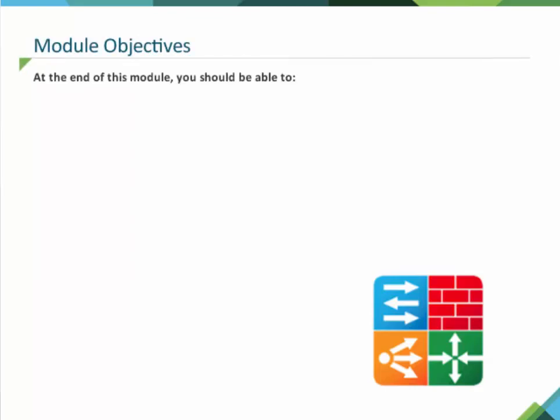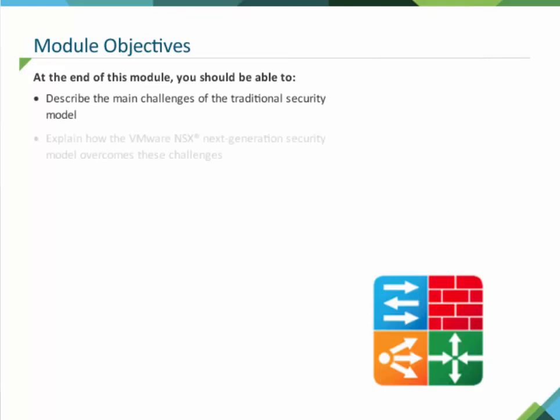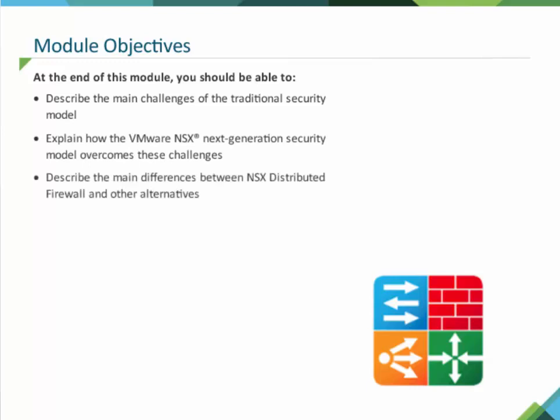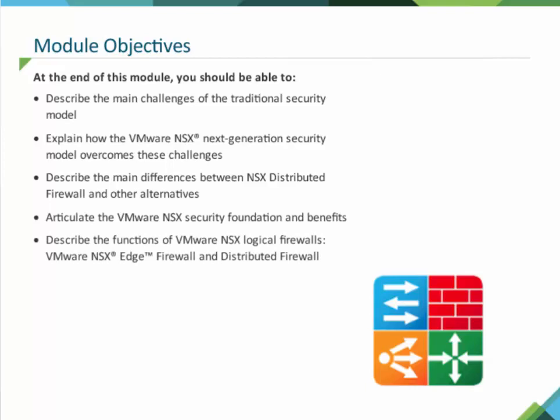At the end of this module, you should be able to describe the main challenges of the traditional security model, explain how the VMware NSX Next Generation security model overcomes these challenges, describe the main differences between NSX Distributed Firewall and other alternatives, articulate the VMware NSX Security Foundation and benefits, describe the functions of VMware NSX Logical Firewalls, VMware NSX Edge Firewall, and Distributed Firewall. Explain how Service Composer works to secure the data center.